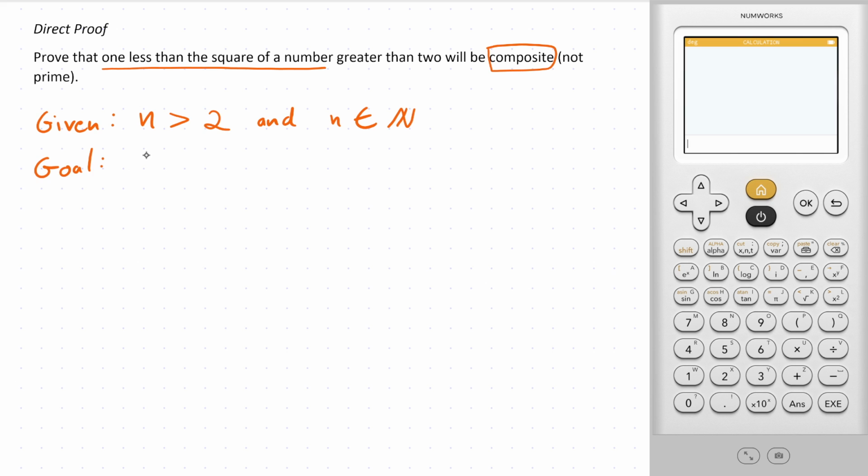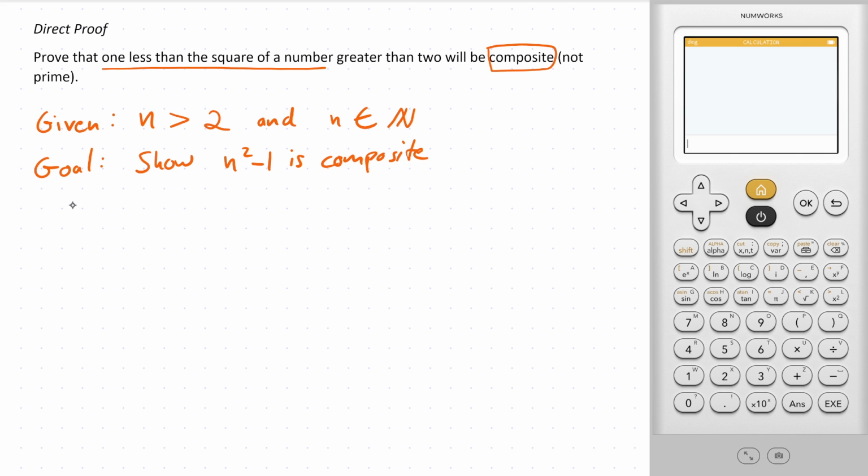And so given n greater than 2, our goal is to show that n squared minus 1 is composite. Sorry, I made a mistake there. Clearly, n squared would be composite because its factors would be n and n. Okay, so this is a pretty straightforward proof.